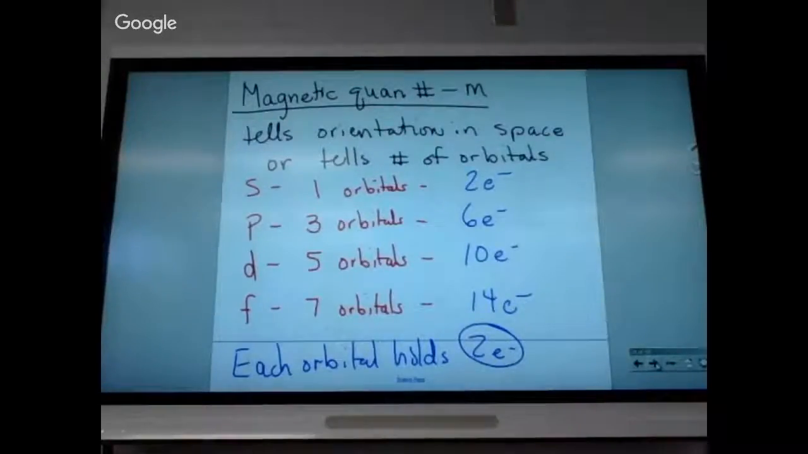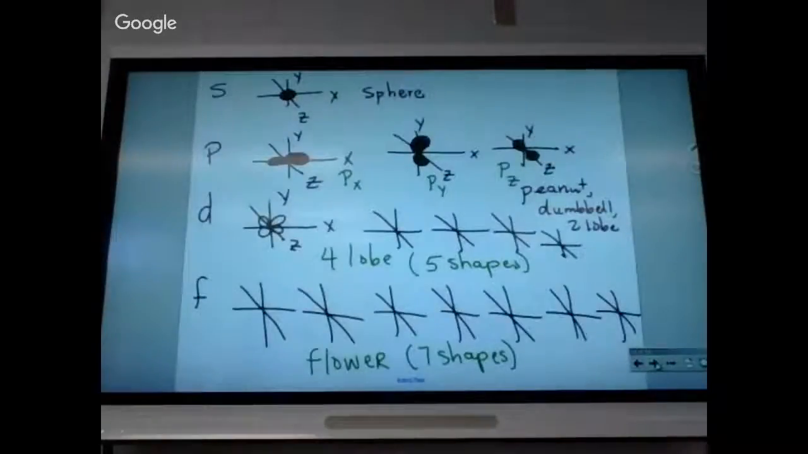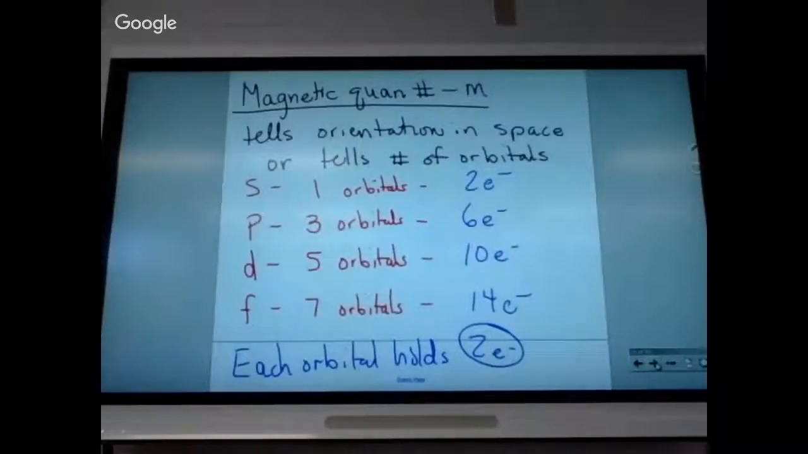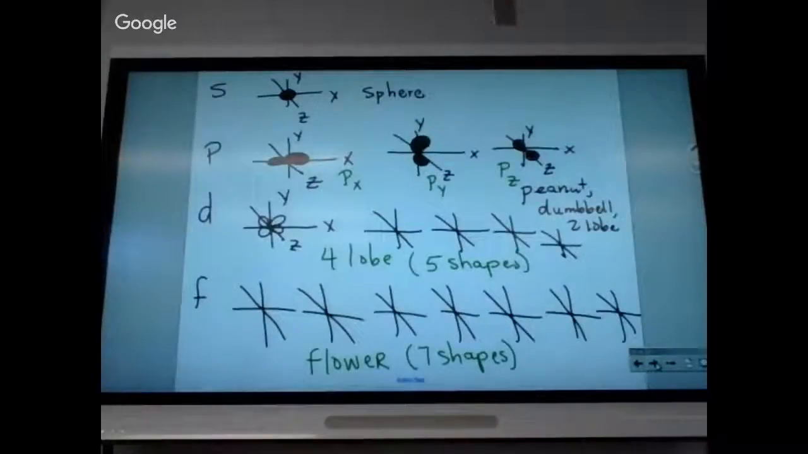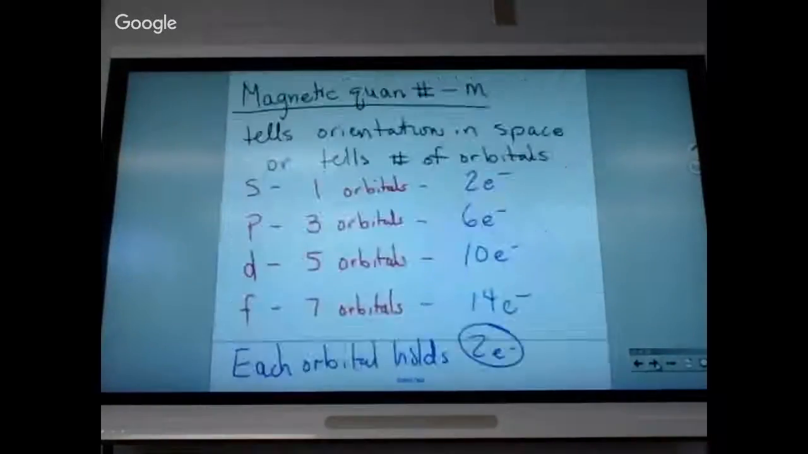They are directly related to the number of pictures. So, S has how many pictures? 1. So there are how many orbitals? 1. Each picture can have how many electrons? 2. So, P had how many pictures? 3. So there are how many electrons? 6. 3, each one has 2, so 2 times 3 is 6.